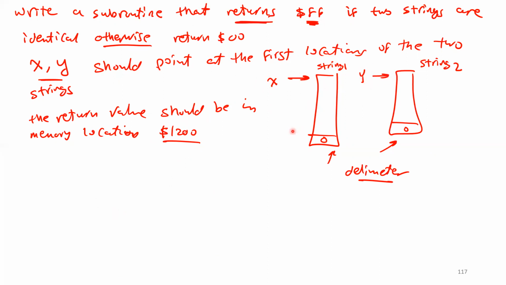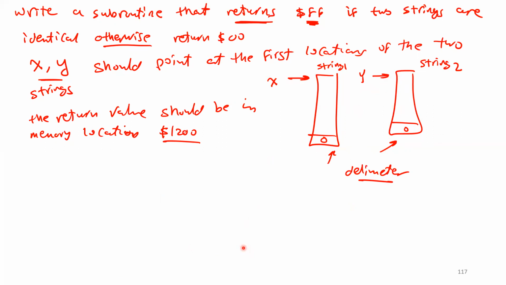So the subroutine is going to start from X and from Y to check if they are identical or not. Once it finds 0, that means it is the delimiter. So here we use a delimiter, guys. Let me say it in a different way. Number 1, I have two strings. You have to put 0 at the end of each as a delimiter for each string.